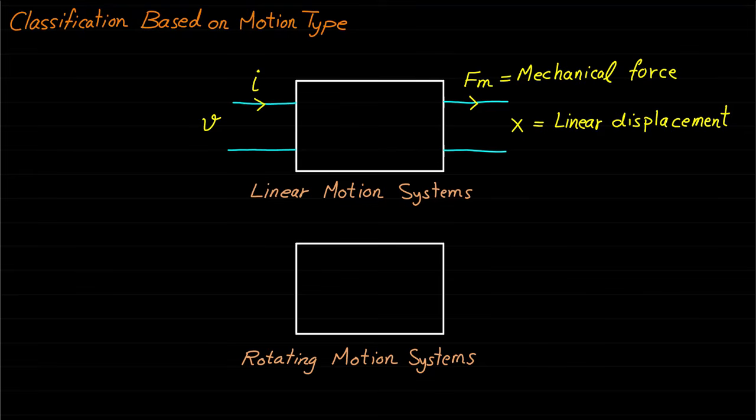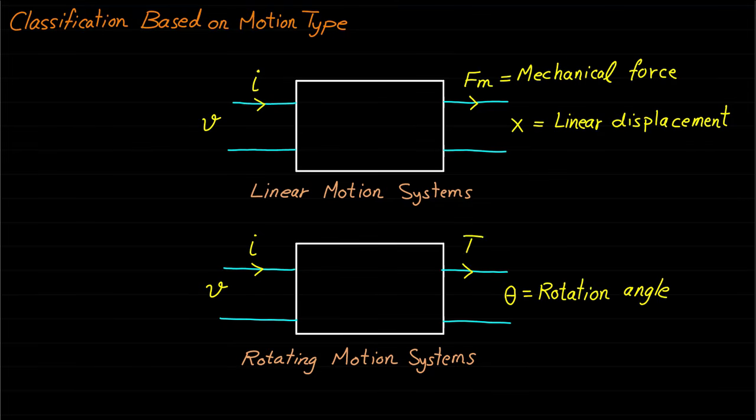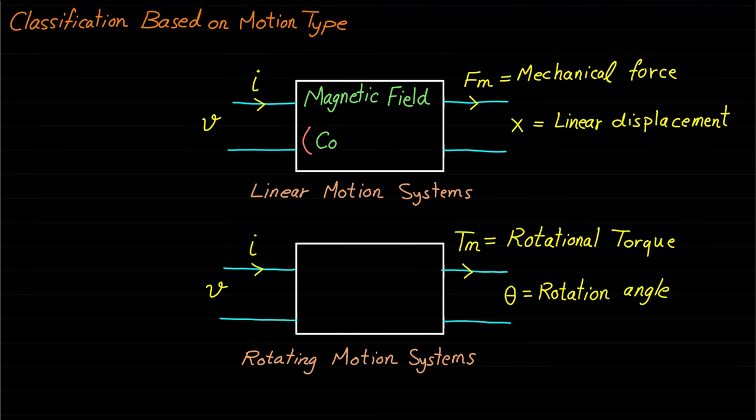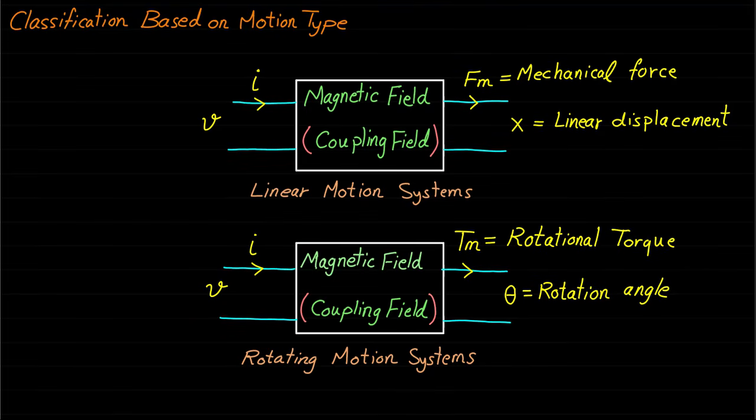Rotational movement systems convert electrical energy, represented by the voltage V and the current I, to rotational movement angle theta and rotational torque Tm. The energy conversion process of these systems takes place through a medium of magnetic field, or coupling field. In other words, the interaction between the electrical input and the mechanical output occurs through a medium of magnetic field stored energy. This will be explained in detail through this lecture.